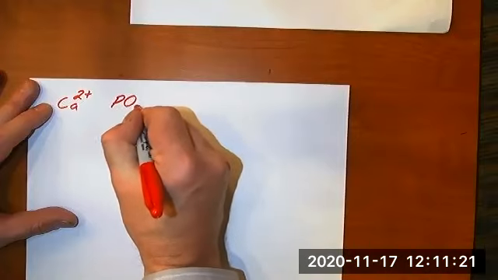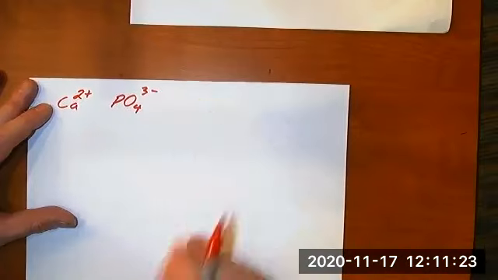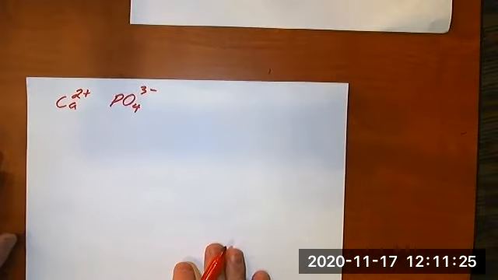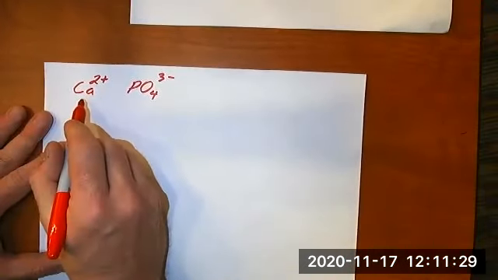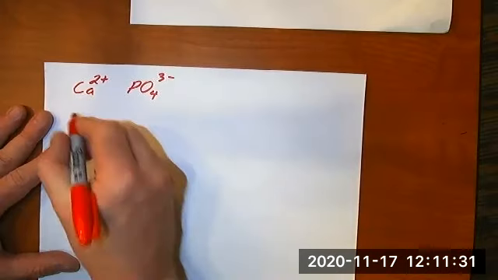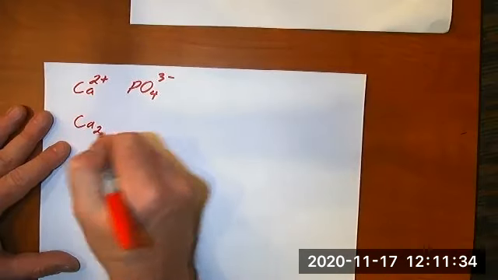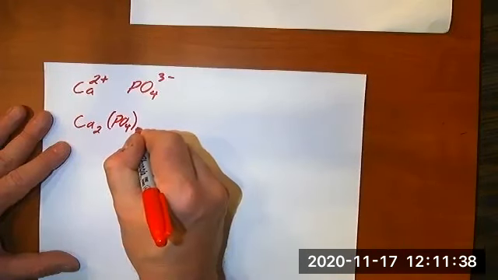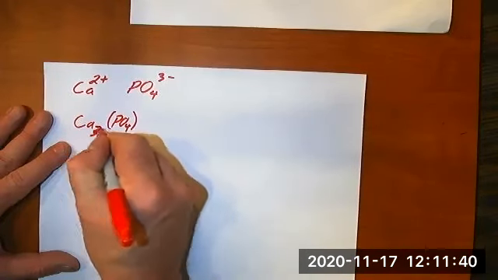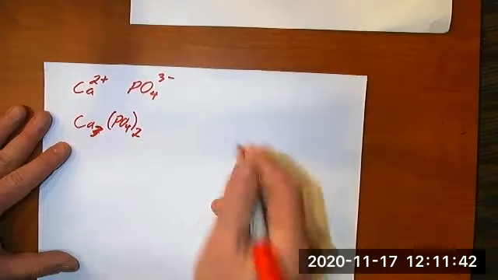Phosphate is PO4 3-. And so if we are going to make this into a neutral compound, we need to have 3 calciums and 2 phosphates. So Ca2, PO4, I'm sorry, Ca3(PO4)2.